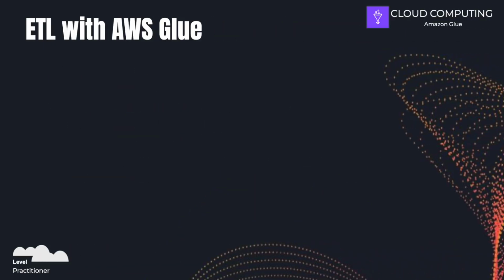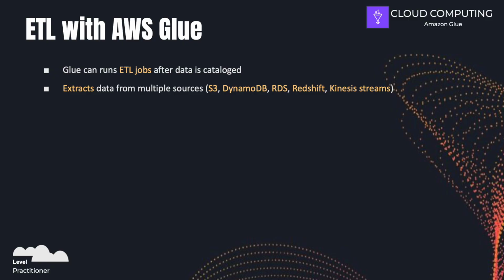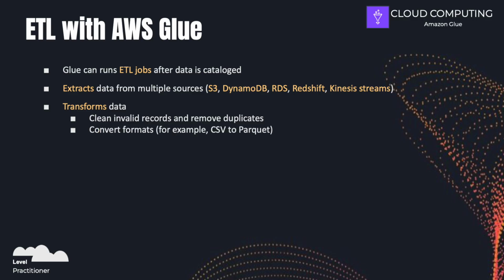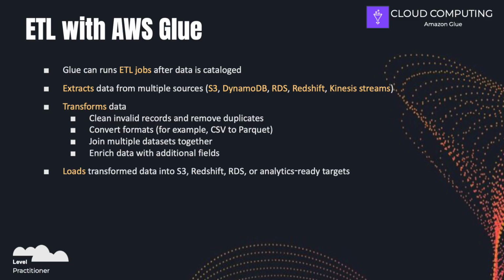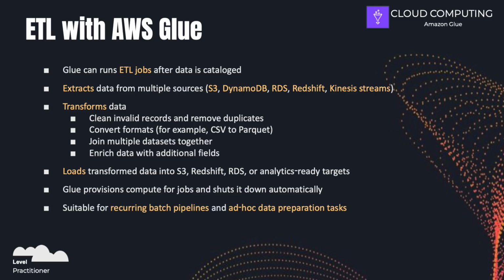Now let's talk about the ETL part of Glue. Once your data is cataloged, Glue can run ETL jobs to extract data from sources like S3, DynamoDB, RDS, Redshift, or Kinesis streams, transform the data by applying operations such as cleaning invalid records, removing duplicates, converting formats, for example, from CSV to Parquet, joining multiple datasets together, or enriching the data with additional fields. Then it can load the transformed data into a target like S3, Redshift, RDS, or make it ready for query tools and analytics. So you don't have to manage any servers running these jobs. Glue spins up the required compute, runs your job, and then shuts it down.